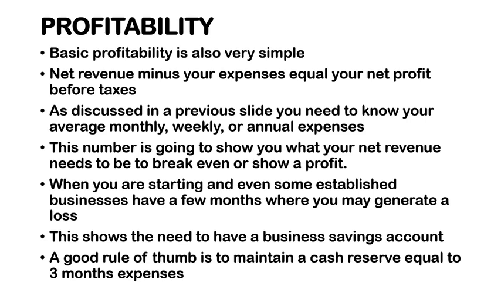When you're starting, and even some established businesses have a few months where you may generate a loss. I mean, our business is cyclical. There may be 1 or 2 months, even good established companies may have 1 or 2 months where they have negative revenue. So that's where you need to have a business savings account. A good rule of thumb is to maintain a cash reserve equal to 3 months' expenses. That's going to ensure that those couple of months that you may have that are negative, you may have none that are negative, but it's always good to try to keep at least 3 months' expenses as a cash reserve to get you through those lean times.